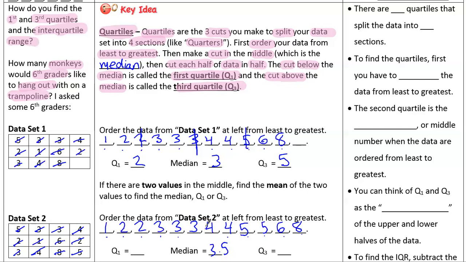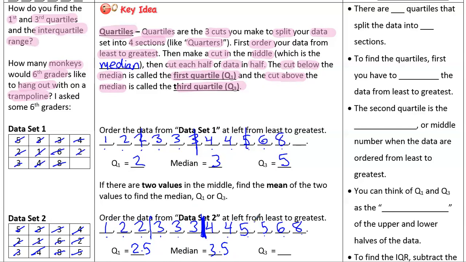Okay? Now I'm going to put the cut in between 3 and 4 this time. Before, our cut was right on the 3, but now the cut's in between, right? Because the median's in between 3 and 4. So now I look at the bottom half of the data, and I do the same thing. And what number's in the middle? Oh, it's between 2 and 3, right? There's 3 data below, 3 data above. So what number is that? 2.5.